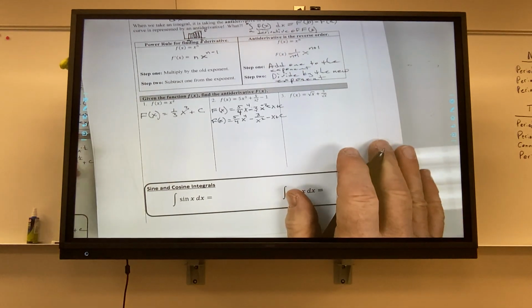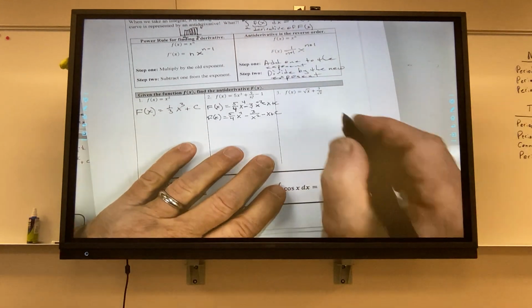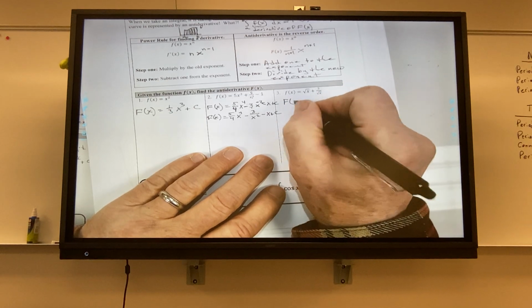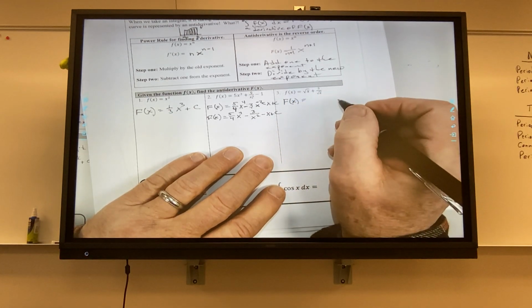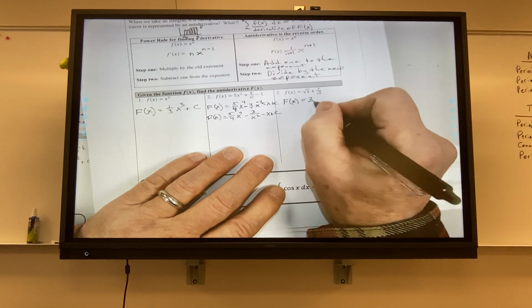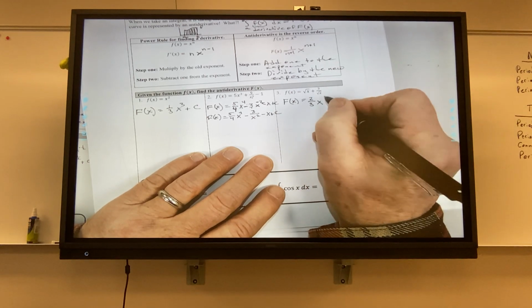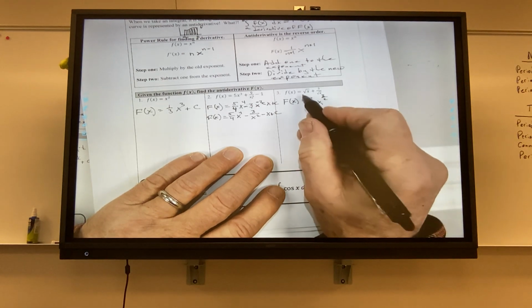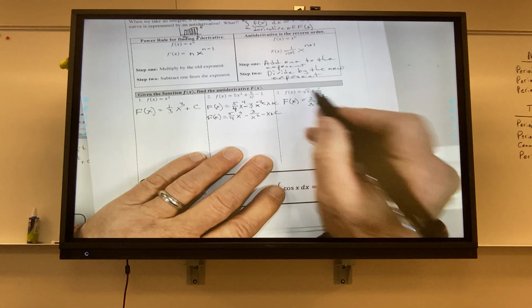Okay, what about this one? There'll be 2/3 x. 2/3, very good. To the 3/2. 3/2. And you could check, notice there are reciprocals when you multiply, and this has a coefficient of 1 out here. Excellent.